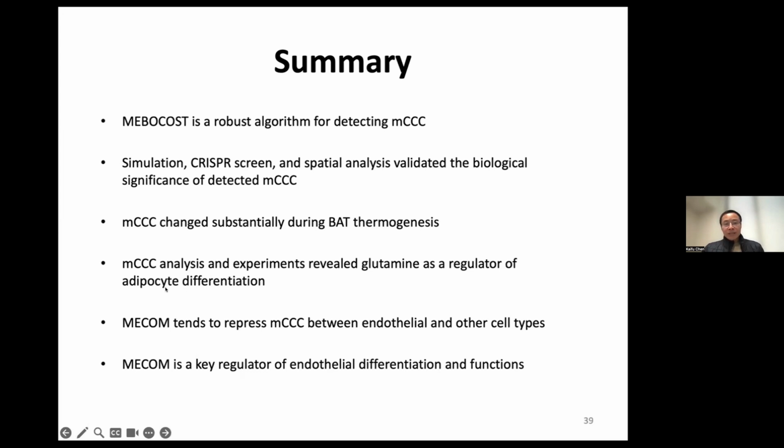to promote adipocyte functions. Also, we revealed that MECON tends to repress the metabolite-mediated communications between endothelial cells and other cell types, so as to protect the endothelial cell identities in the brown adipocyte tissues. And also our comprehensive experiments at the cell level and in animal models both verified that MECON is a very important regulator of endothelial differentiation and functions.